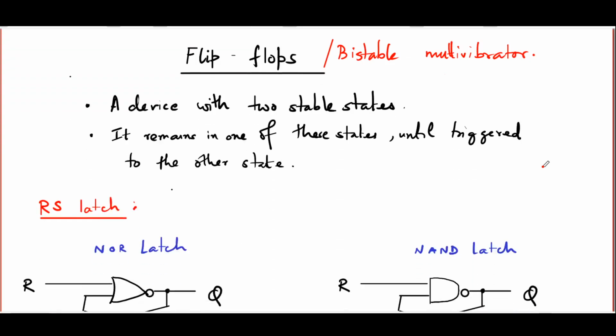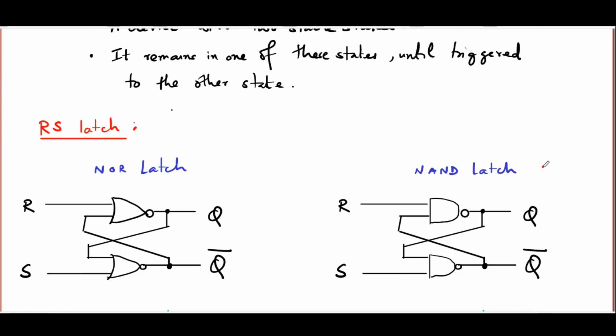So let us take a look at the simplest kind of flip-flop circuit, something which also goes under the name of RS latch. Here RS stands for reset and set. And here we have two implementations of the RS latch on your screen right now. The one on the left uses NOR gates only, the one on the right uses NAND gates. Let me first explain to you how a NOR gate implementation of the latch, the NOR latch, works.